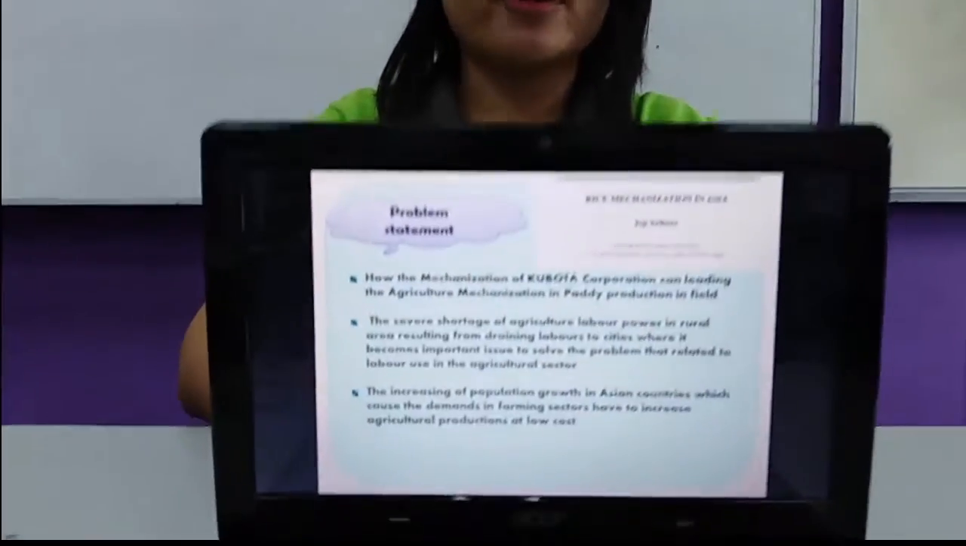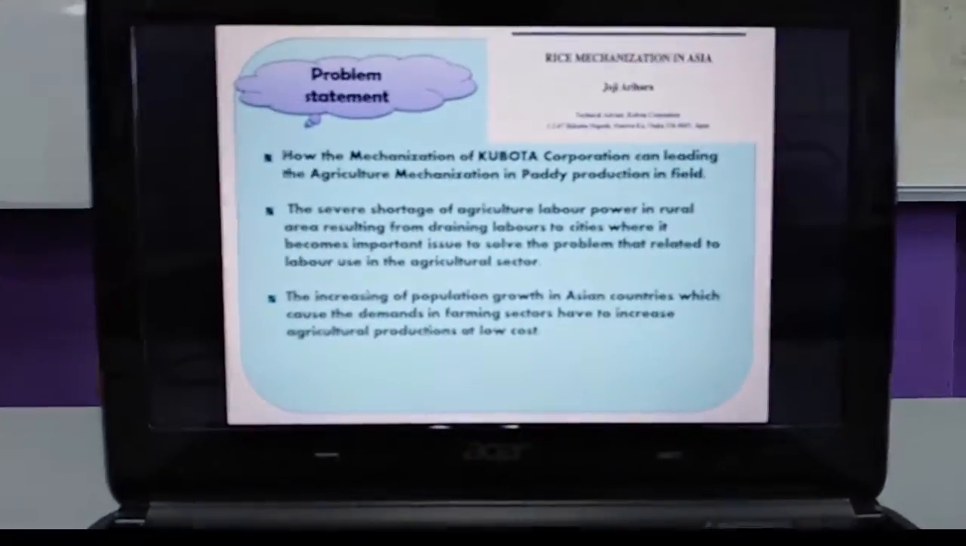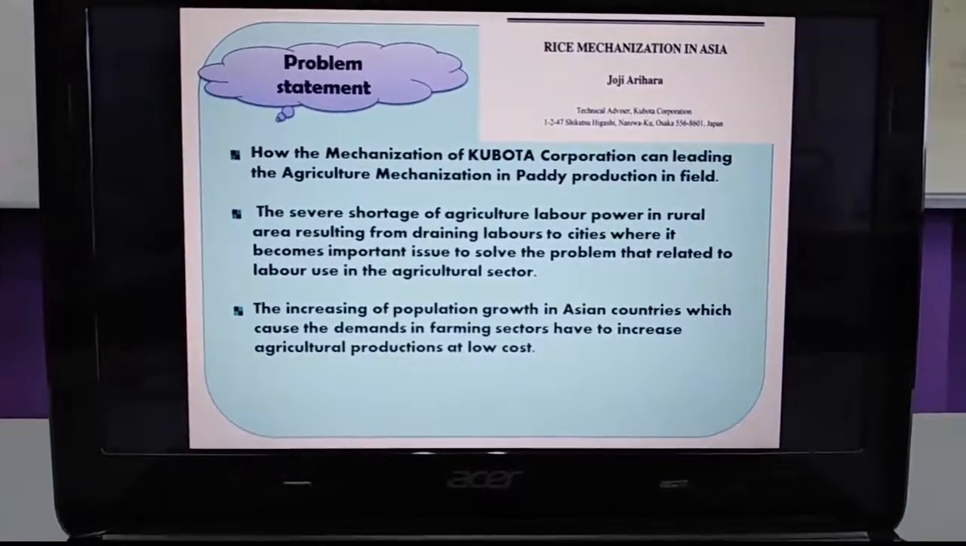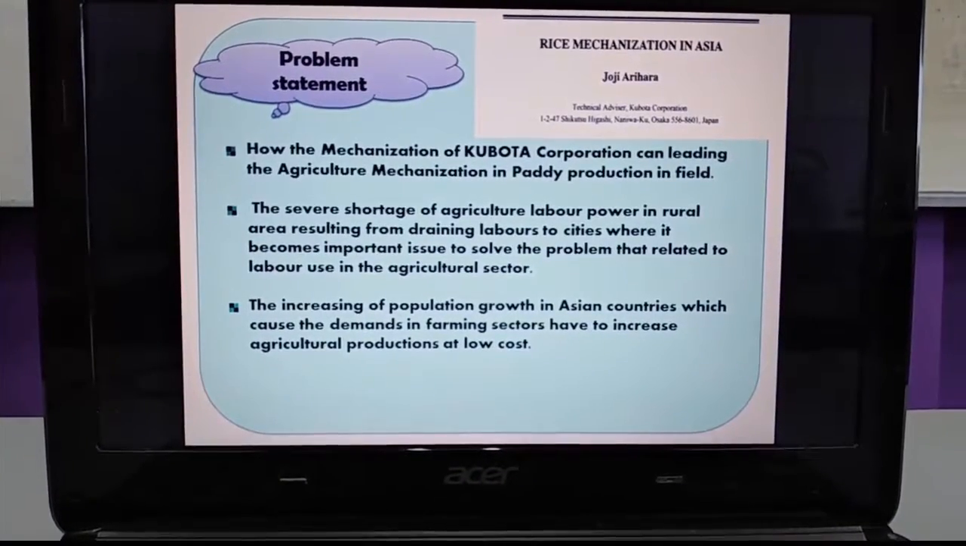Okay, hello sir. Next I will present one of the journals that we have been studying, about rice mechanization in Asia. Here is the problem statement based on this journal: how can the mechanization of Kubota Corporation lead agriculture mechanization in paddy production in the field.